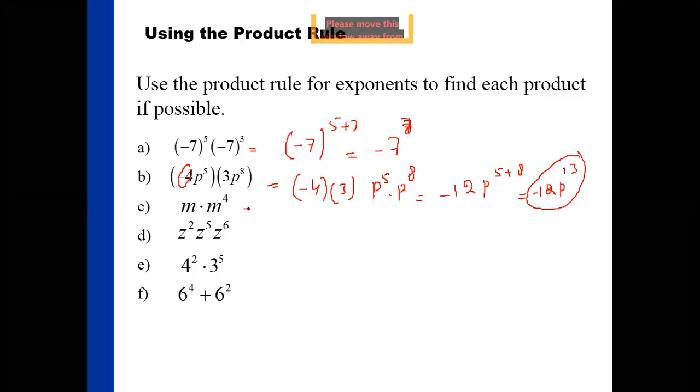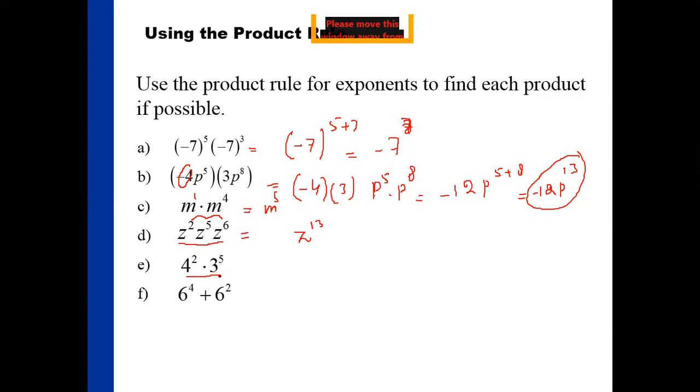Okay, we have next one, m^1 and m^4 means m^5. This one, z^2, z^5, z^6. So you can combine and write z to the power 2 plus 5 plus 6, which equals 13. These are 4 squared, 4^2 and 3^5.